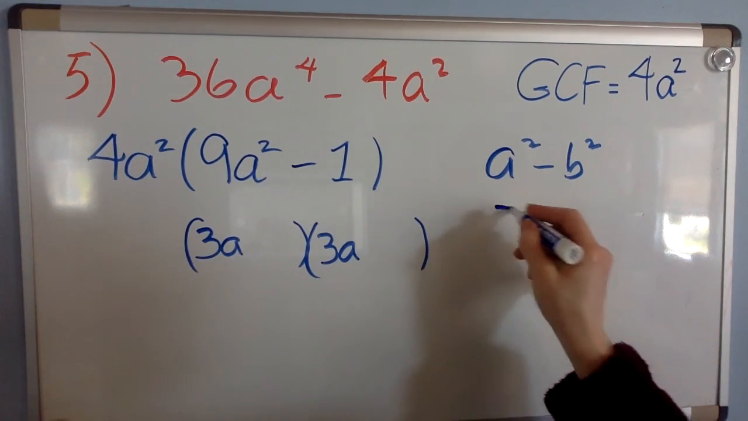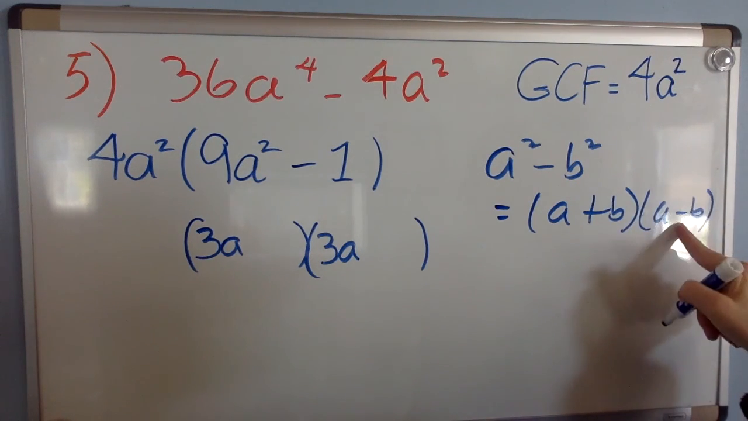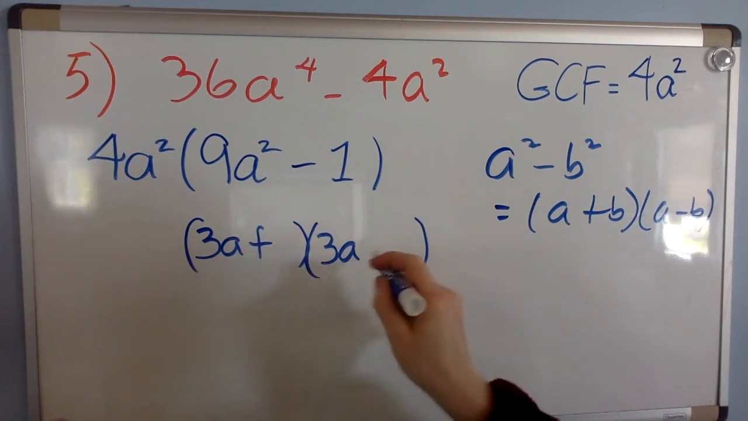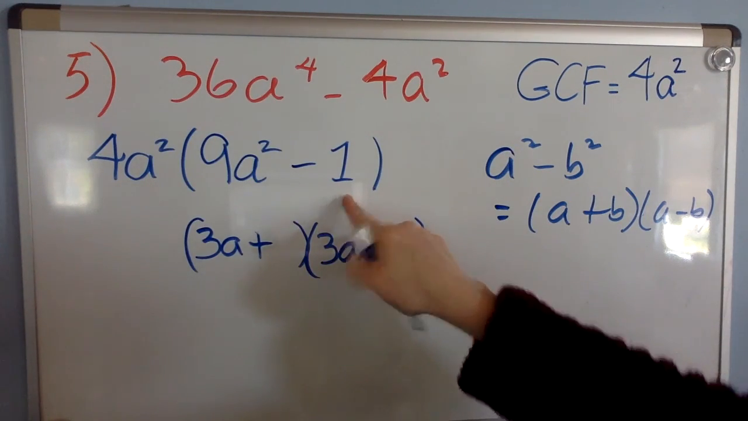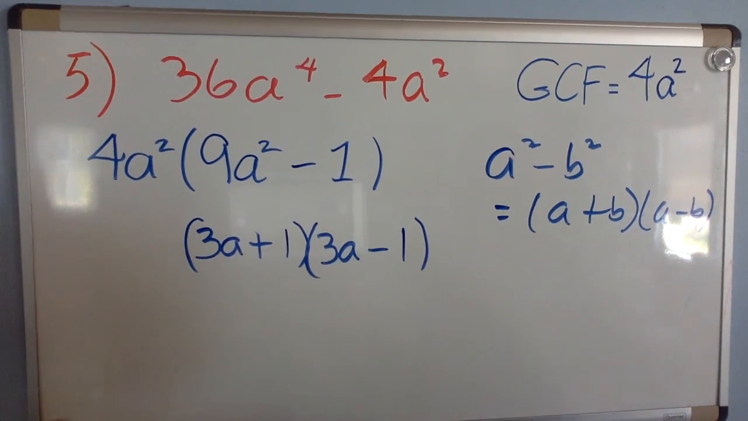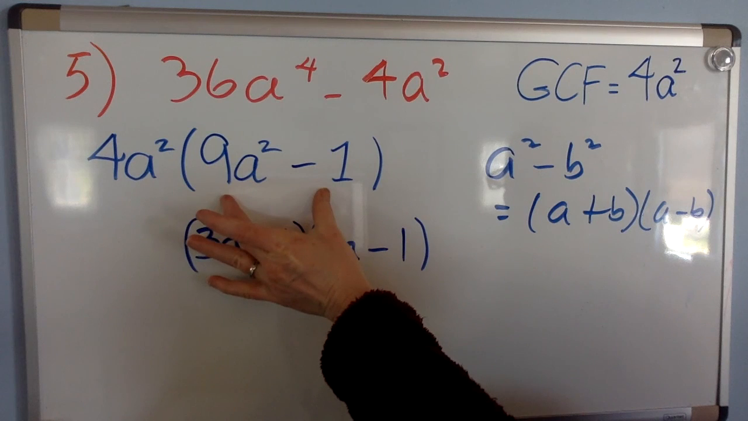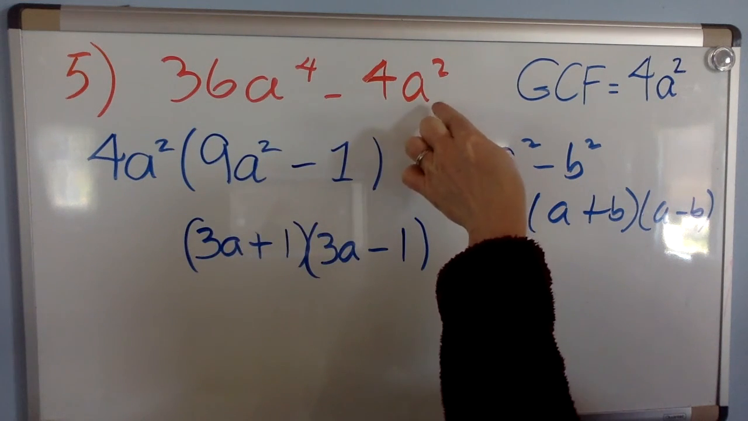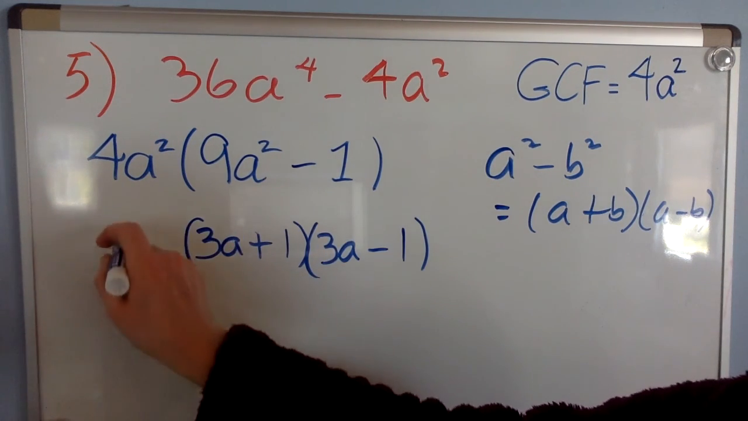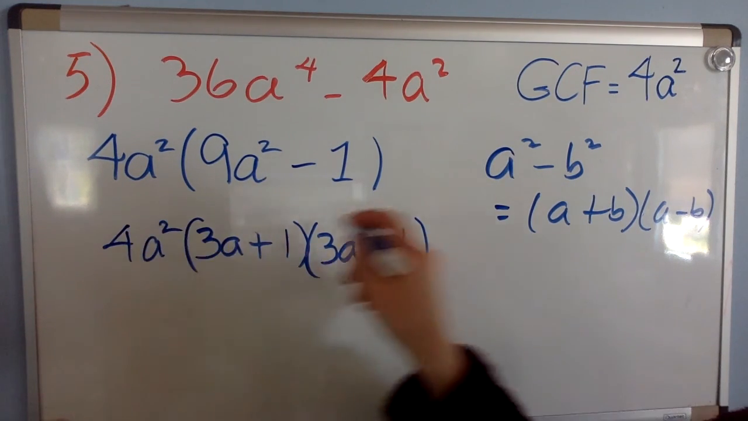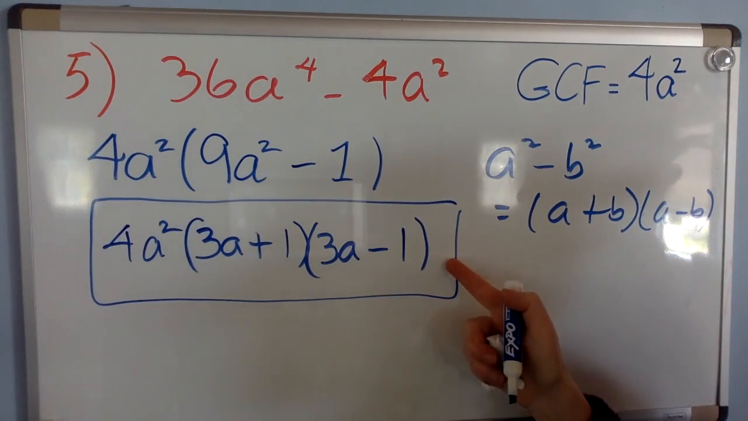Remember, when you do the difference of 2 squares, one's going to have a plus sign in between and one's going to have a minus sign in between. So I'm going to have a plus and a minus. What got multiplied by itself to give me 1? Well, that's 1. 1 times itself is 1. So when I multiply these two binomials together, I get 9a squared minus 1, but not this. So 9a squared minus 1, which is really this, has to get multiplied by 4a squared. So don't forget that factor when we're all done. So this is your answer to number 5.